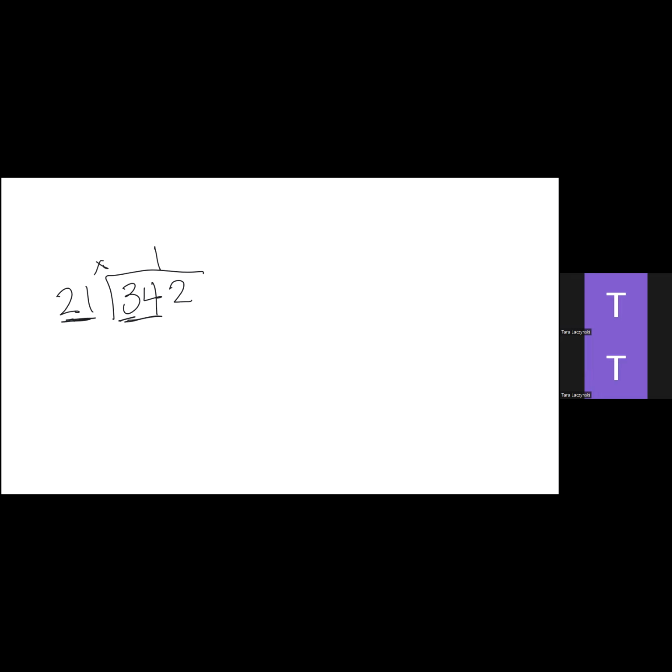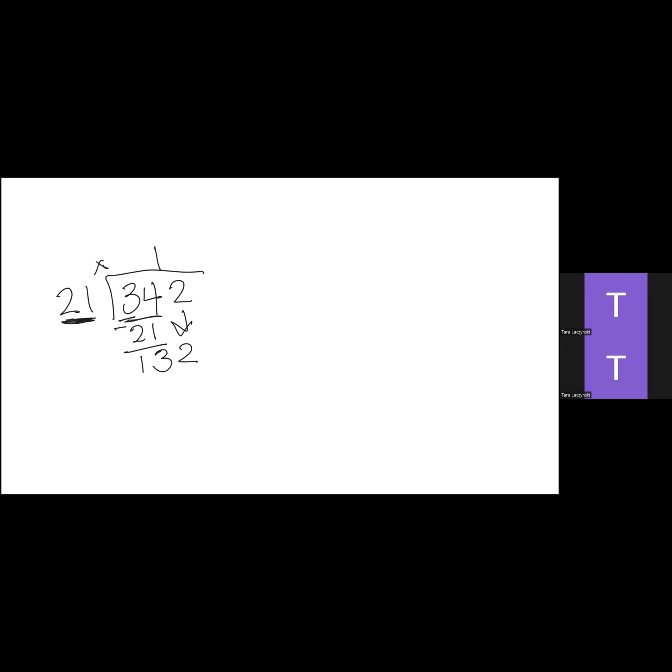And we know that 1 times 21 gives us 21. Then we're going to go ahead and subtract 34, take away 21. 4 minus 1 is 3. 3 minus 2 is 1. Our number is smaller than what we're dividing by, so we can go ahead and bring down our next digit. Now we're looking at 132, still working with 21.